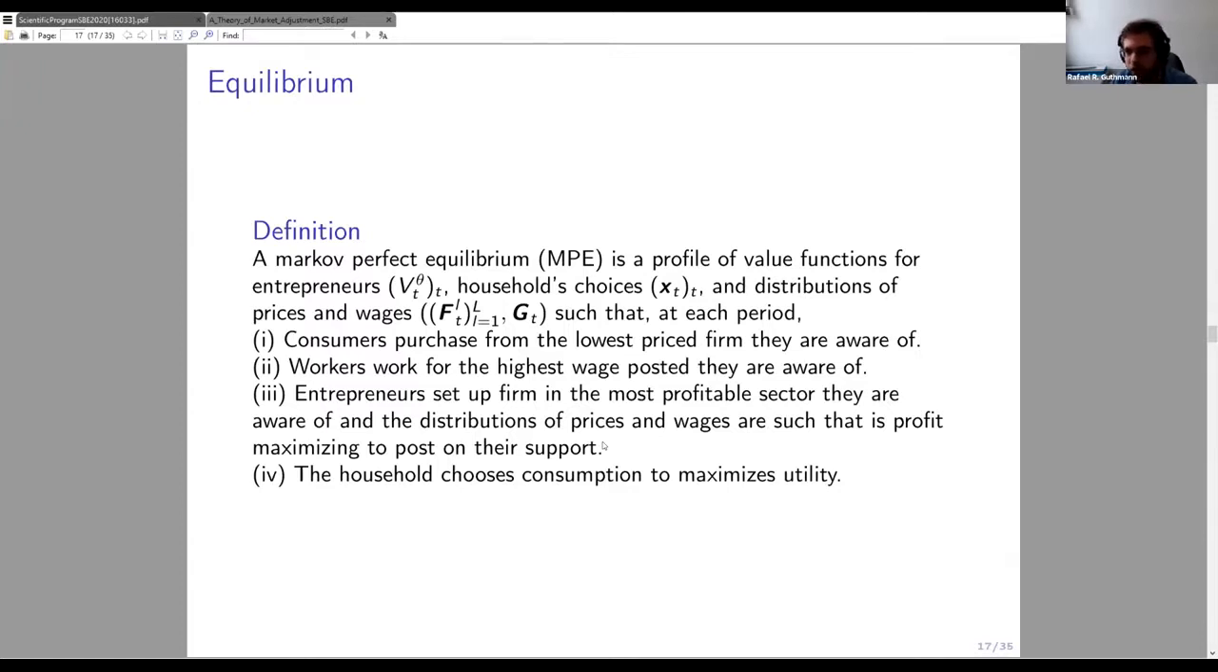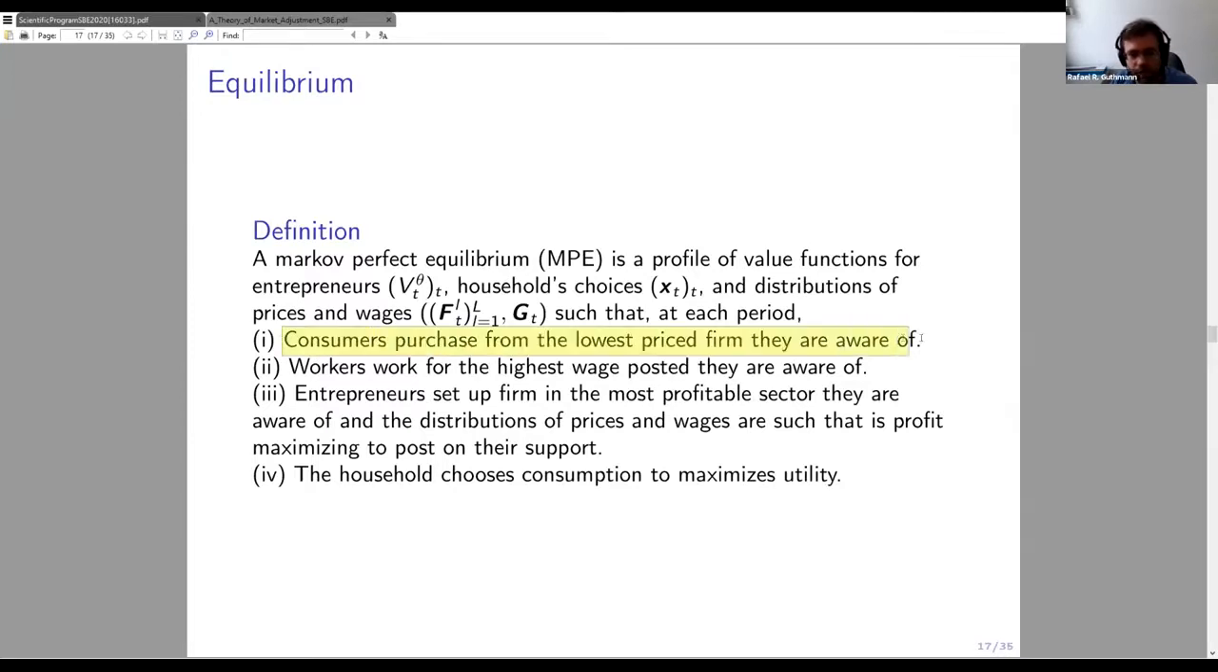The idea is that agents maximize utility given their environment and given the state of the economy in the current period. So at each period, you have a distribution of prices for good L, a distribution of wages, and this distribution will be profiles of distributions for each type of entrepreneur. And you have the choices of consumption by the household and the value functions of entrepreneurs. And this will yield the distribution of entrepreneurs across sectors, the allocation of consumption goods for the economy, and levels of employment for the economy.